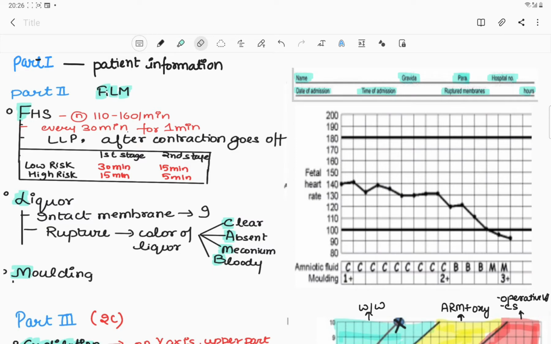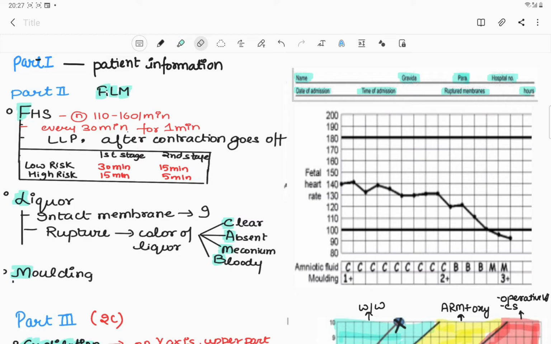Part 2 can be remembered by the mnemonic FILM. F stands for fetal heart sound. Normally it is 110 to 160 per minute. You can see in this picture fetal heart rate is plotted on the y-axis, and it is heard every 30 minutes for 1 minute in the left lateral position and after the contraction goes off, but not in between the contraction. So in first stage it is heard every 30 and 15 minutes respectively in low and high risk women, and in second stage every 15 and 5 minutes.